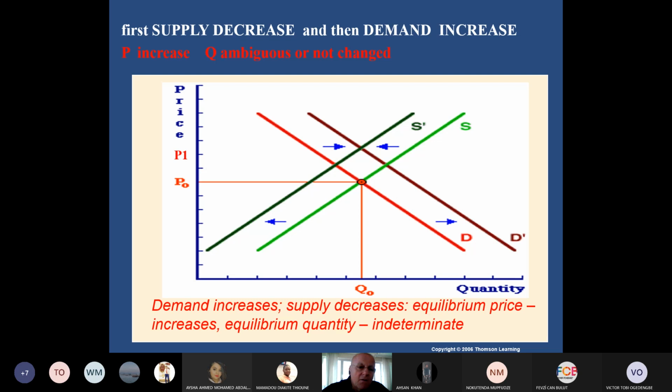But let's see here, when the supply decreases and the demand also increases, the market is bilaterally affected and changed. Demand increase, supply decrease: the equilibrium price, as you are observing here, is increasing, and the equilibrium quantity is indeterminate, because P, the price, is going up, and Q becomes ambiguous because of this demand increase. Have you understood?